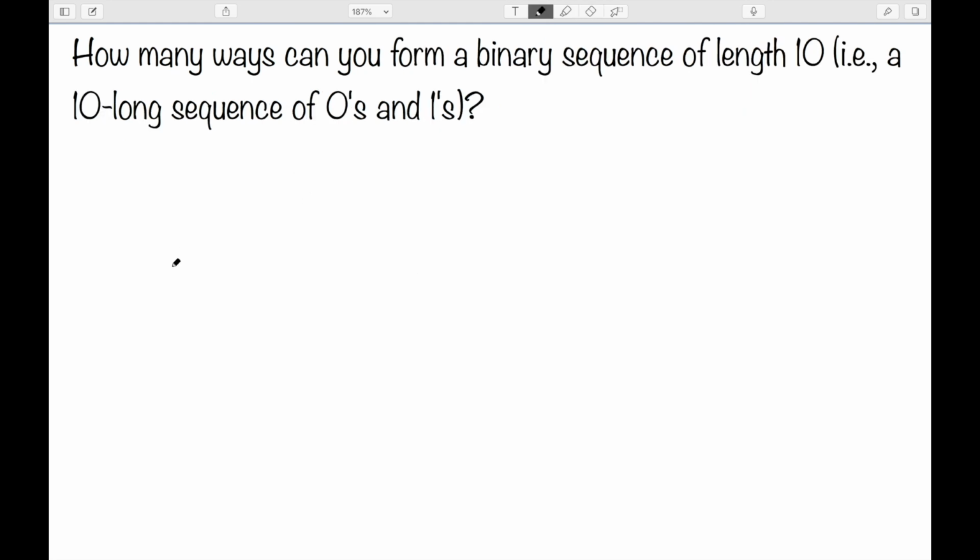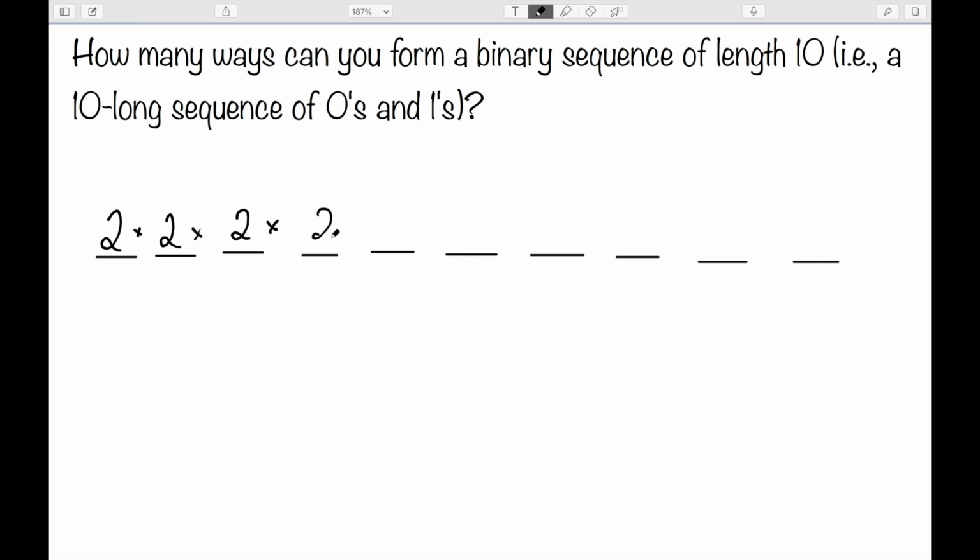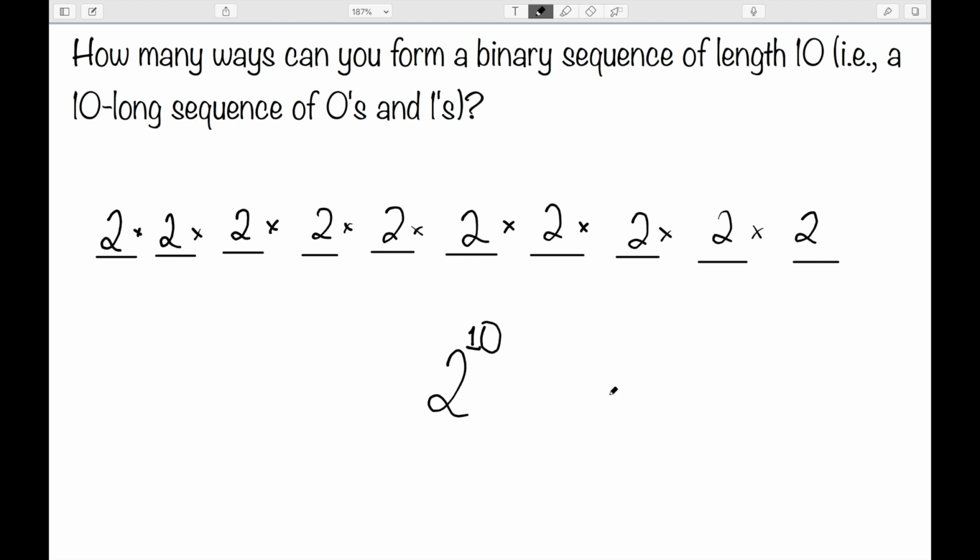Next, how many ways can you form a binary sequence of length 10? So that is a 10-long sequence of zeros and ones. So we have a total of 10 different things that we're looking at. The first one could be a 0 or a 1. The second one, a 0 or a 1. The third one, etc. So each one of these can either be 0 or 1. So they each have 2 possible outcomes. So total, we have 2 to the 10th possible ways to do this.